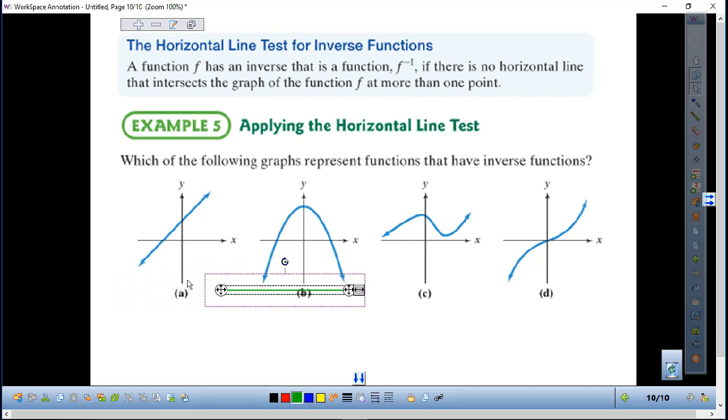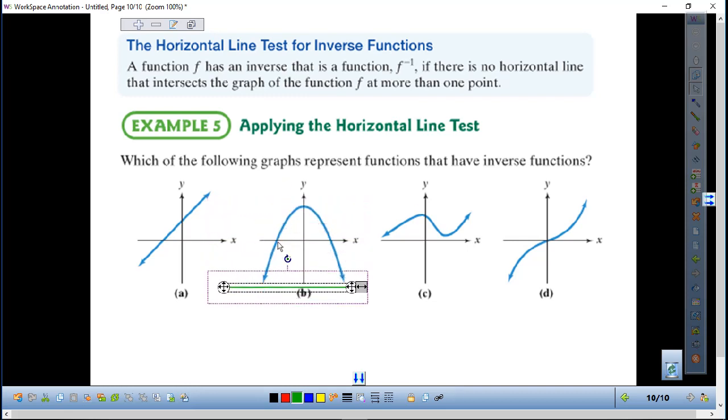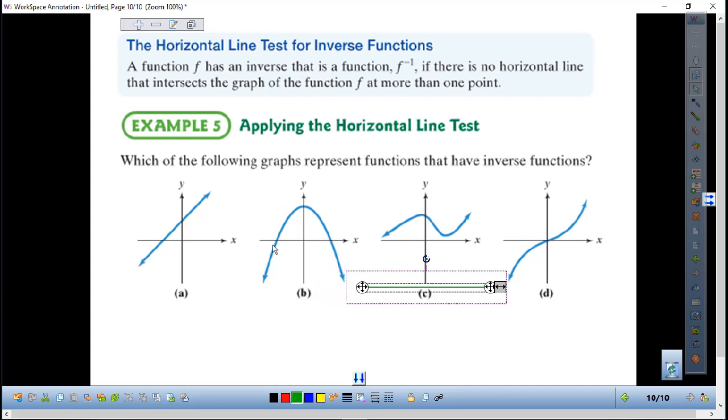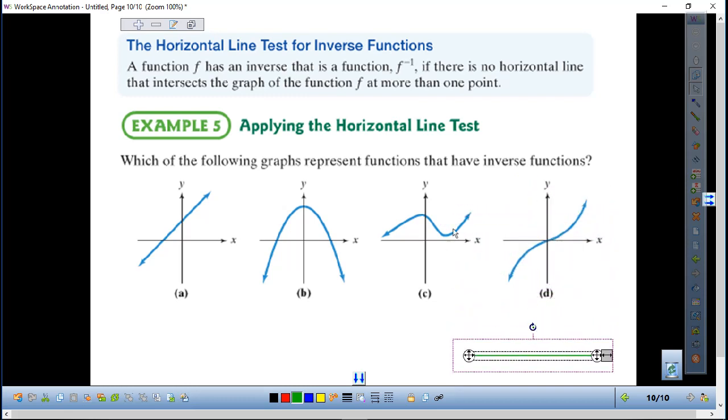And when I move over here, what happens? Well, this thing violates it all over the place. And this, of course, is one of those square roots. It just happens to be one that's opening down. So that one fails. This one fails. And this one over here actually passes. And that's what we mean by one-to-one.